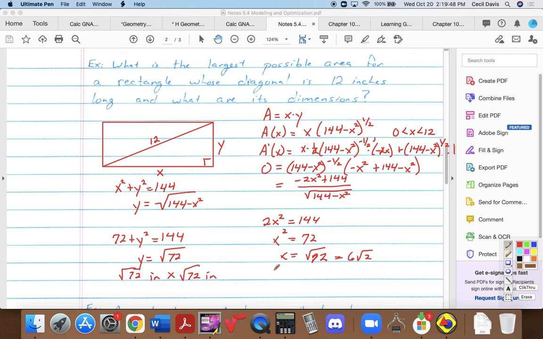So what kind of a thing is this? A square. It's a square. Is that surprising? No. A long, thin rectangle would have less area.